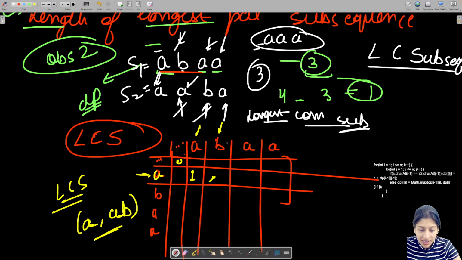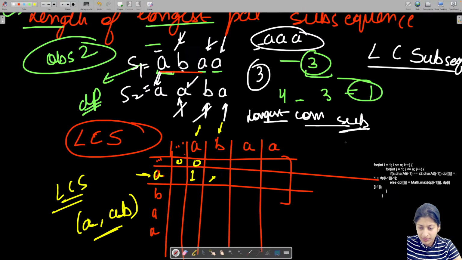So A and B are not a match, and whichever are empty, you assume them as 0, because they will be 0. Whenever there is a mismatch, I will check what length I got if A was not part of it. So I ask i minus 1, j, what is your length? It's 0. And if I include this and exclude B, I ask what was your length, that is at i, j minus 1. So it says 1.